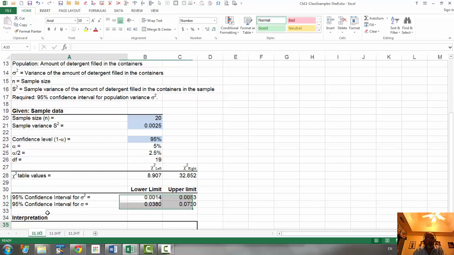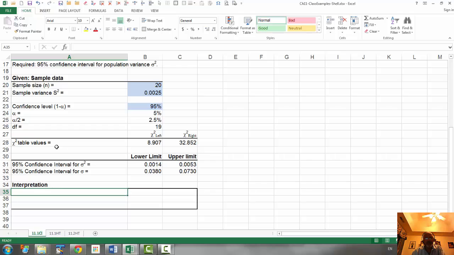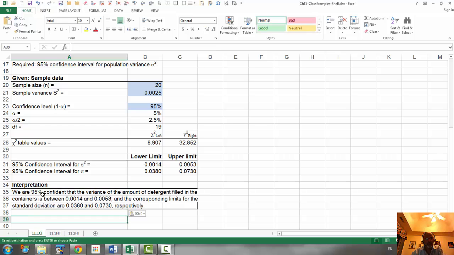Now let's do an interpretation, and you can interpret it for standard deviation or for variance. We are 95% confident that the variance or the standard deviation in the filled detergent amounts will be within these limits. So that is the interpretation for the variance and for the standard deviation. The standard deviation confidence interval is nothing but the square root of the variance limits.